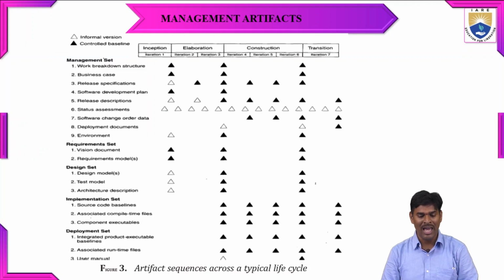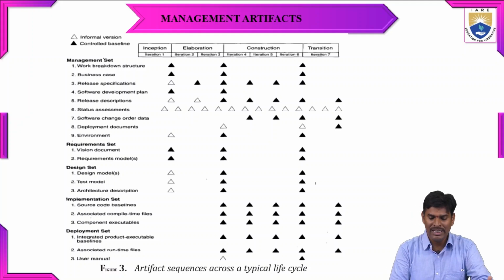In this diagram we can see the artifact sequence. Here we have four phases: inception, elaboration, construction, and transition. During inception we have one iteration. In elaboration we have two iterations. In construction we have three iterations, and in the final transition, which means deployment, we have one iteration. So in total there will be seven iterations.